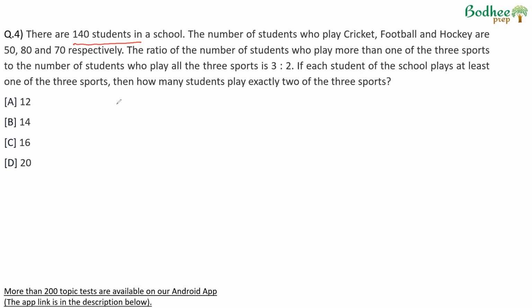So basically, if A is the number of students playing exactly one sport, B is the number of people playing exactly two sports, C is the number of people playing exactly three sports. It says the ratio of the number of students who play more than one of the three sports, more than one means 2 and 3, so B plus C, to the students who play all three sports, C, is equal to 3/2.